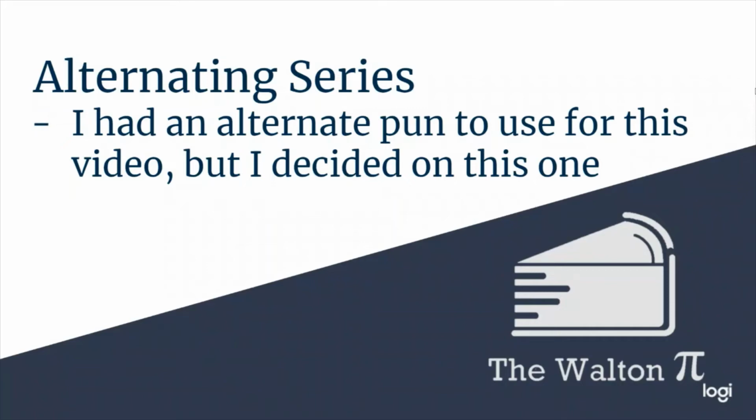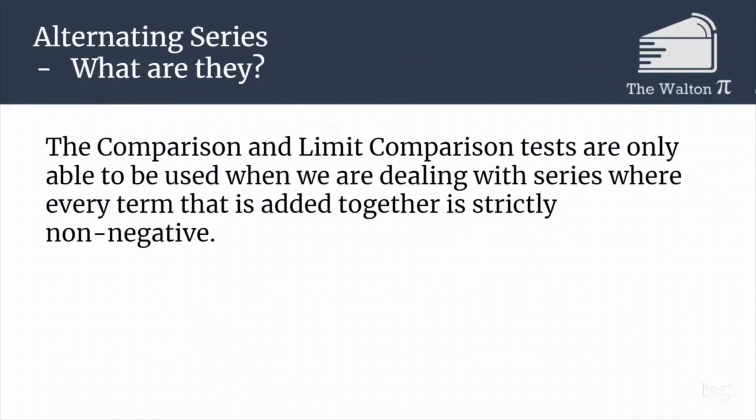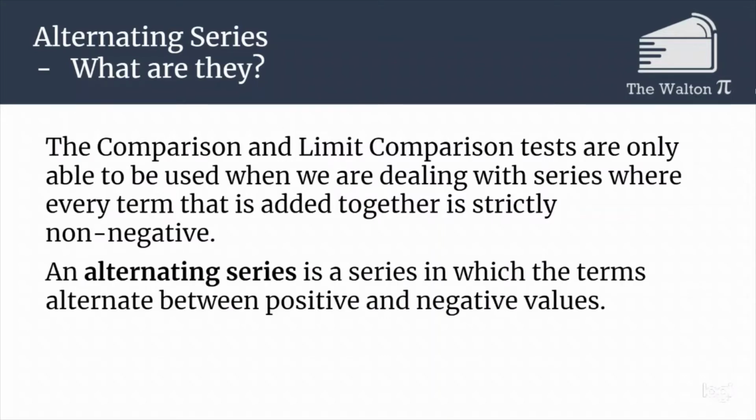Today we're going to be talking about alternating series. So the comparison test and the limit comparison tests are only able to be used when we are dealing with series where every term in the series is strictly non-negative, meaning 0 or a positive number. An alternating series is a series in which the terms alternate between positive and negative values.